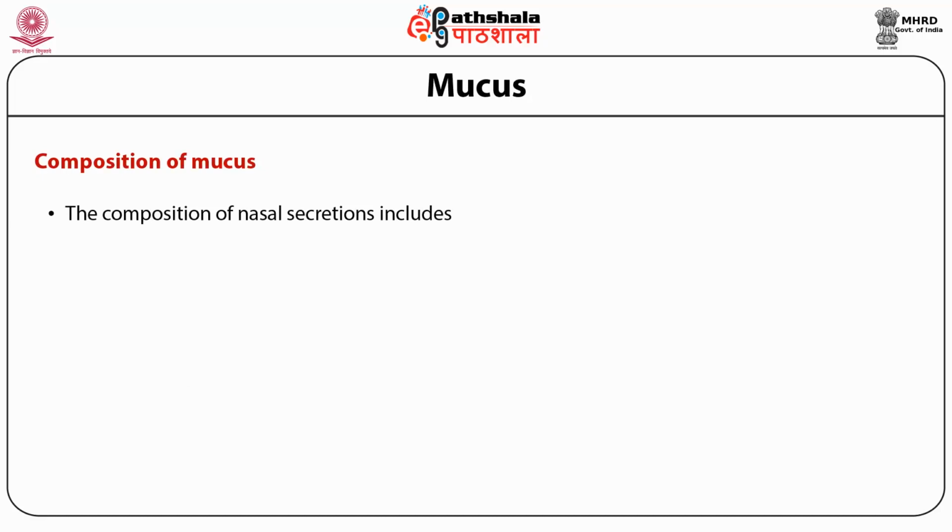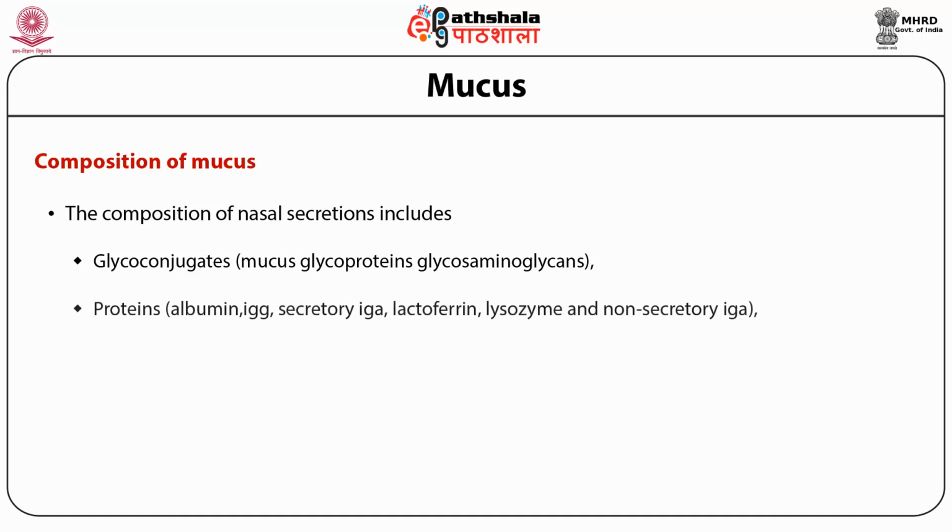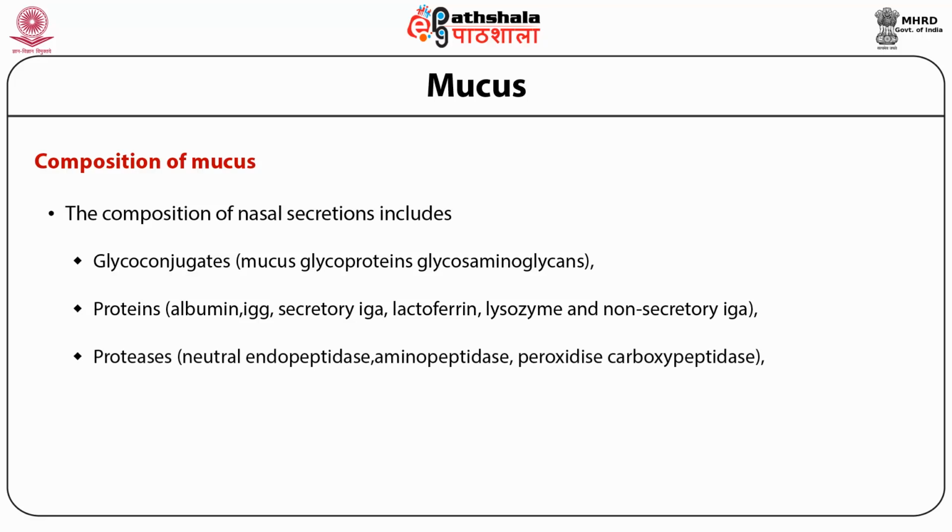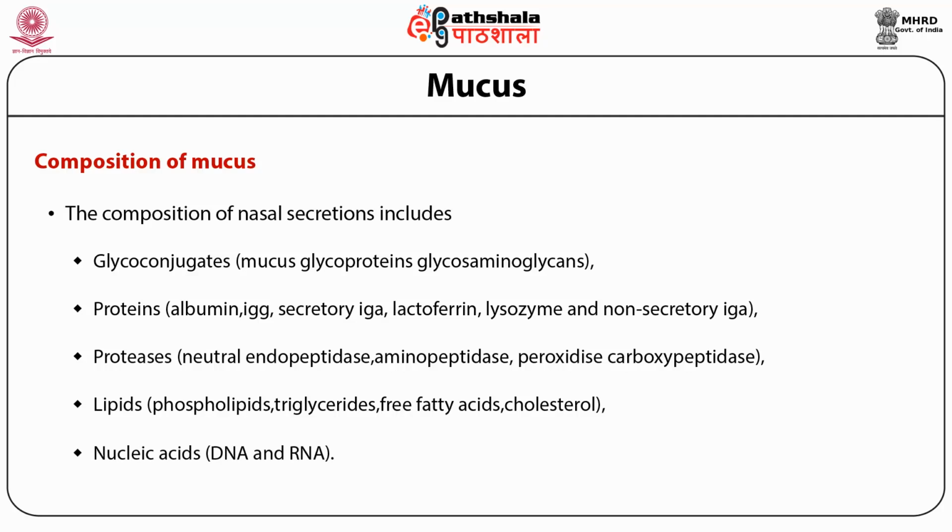The composition of the nasal secretions includes glycoconjugates, which primarily include the mucus glycoproteins, glycosaminoglycans, and proteins like albumin, IgG, secretory IgA, lactoferrin, lysozyme, and non-secretory IgA. It also has a substantial quantity of proteases, primarily neutral endopeptidase, aminopeptidase, peroxidase, and carboxypeptidases. It also has lipids, such as phospholipids, triglycerides, free fatty acids, and cholesterol. Besides this, it also has nucleic acids like DNA and RNA.